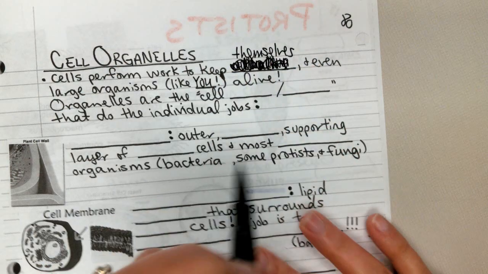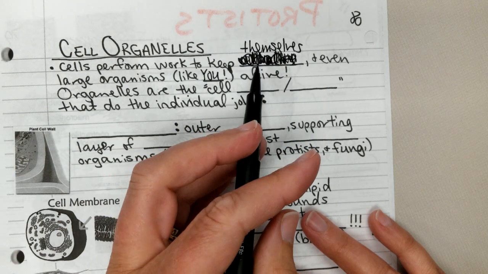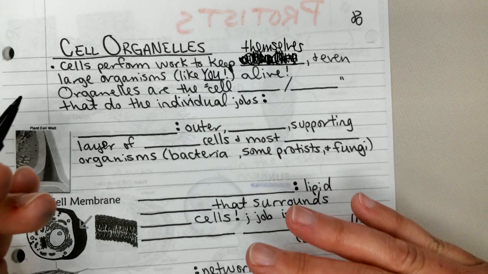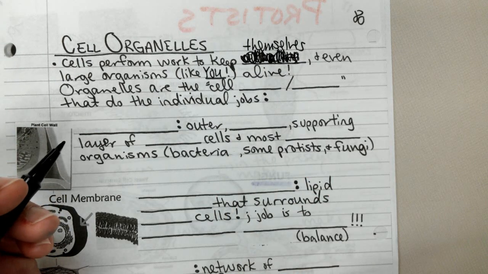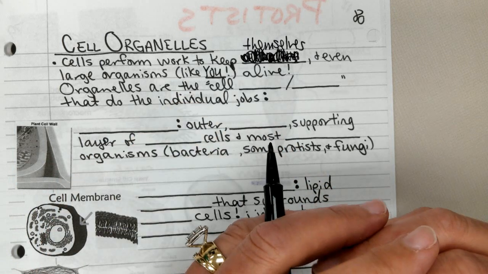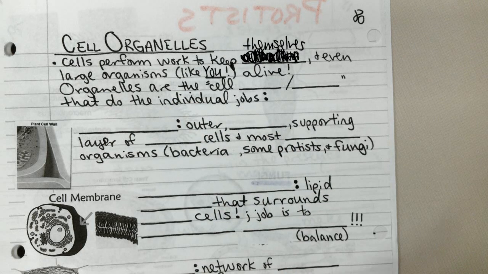They're living things. They need to stay alive, so they do work to keep themselves alive, and then they also do work to keep whatever the larger organism is. Like you're made of about 100 trillion cells. So all those 100 trillion cells are trying to not only keep themselves alive, but do their job to make you stay that way as well.